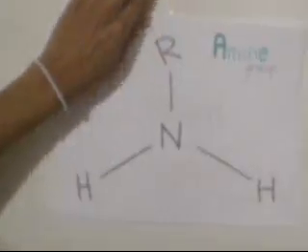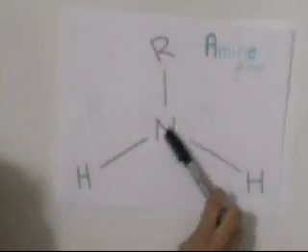This is an alcohol group. An alcohol group consists of an oxygen connected to a hydrogen and then connected to an R group. This is an amine group. It consists of a nitrogen connected to two hydrogens and then also connected to an R group.